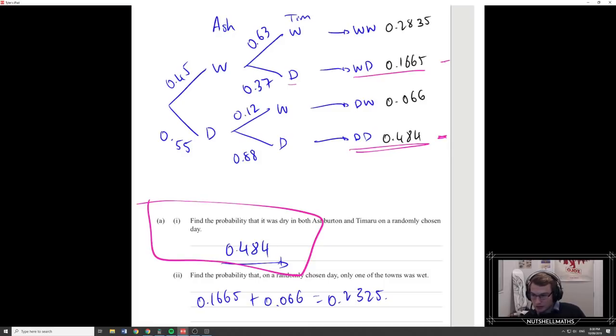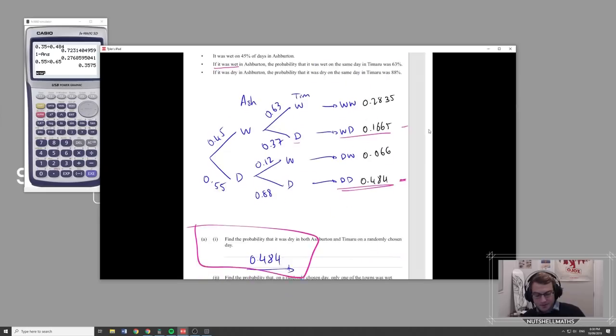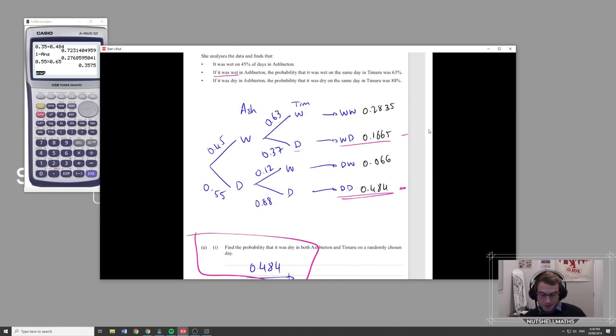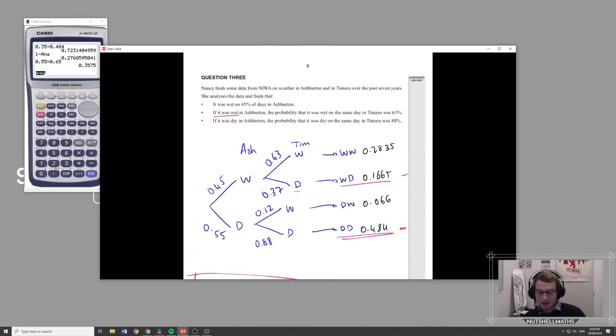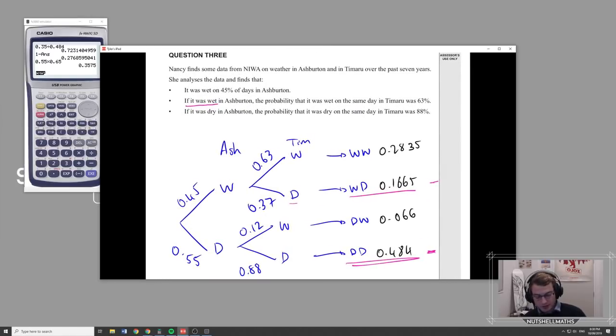I still don't kind of understand the tree. Could you explain it again? Yeah, sure thing. Let's do it quickly though, because I'm about to check out. So you've just got to strip it from the sentence. It's hard to do, but you just got to strip it from each piece. It was wet on 45% of the days in Ashburton. So wet on 45% of the days in Ashburton. That's where this has come from.